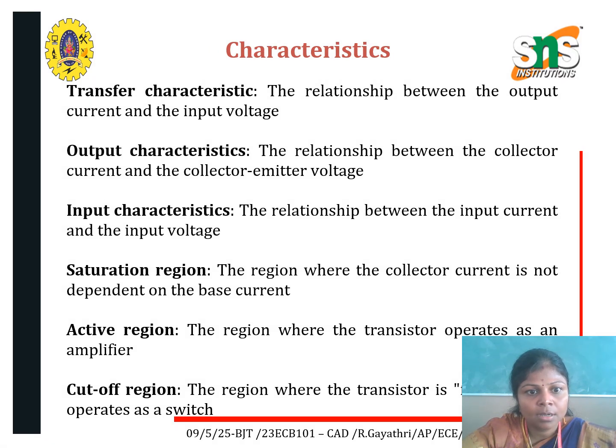Coming to characteristics, we are going to take the input characteristics, output characteristics, as well as transfer characteristics. In output characteristics, we describe three regions, which are cutoff region, active region and saturation region. In the cutoff region, the transistor is in the off state and operates as a switch. In the active region, the transistor acts as an amplifier. In the saturation region, the transistor does not emit any further current.